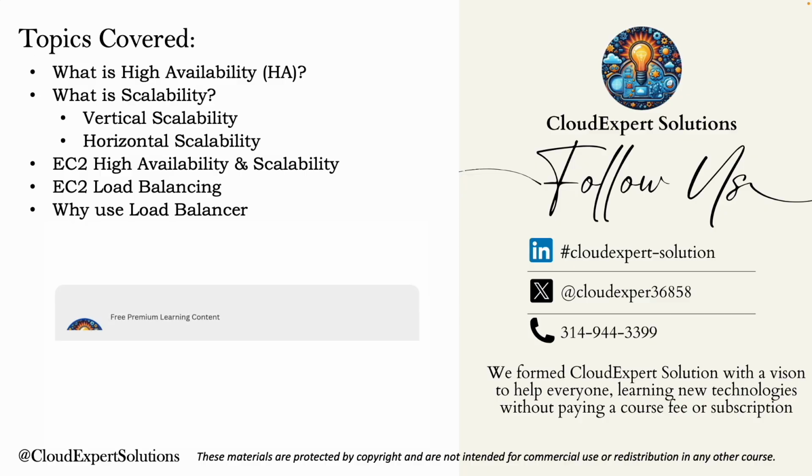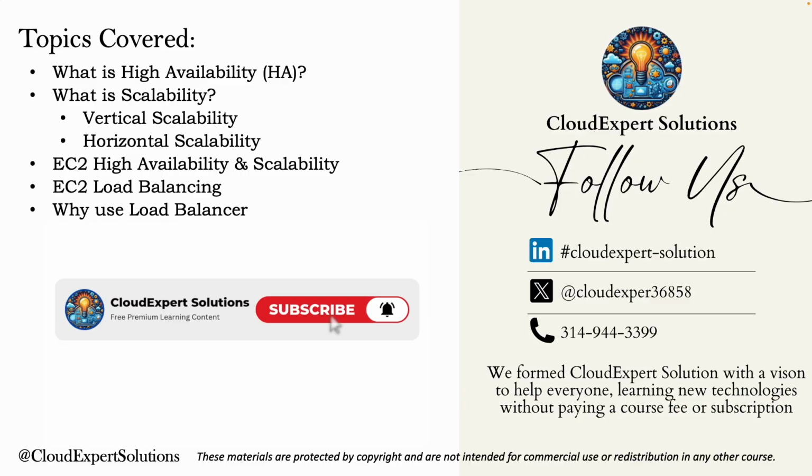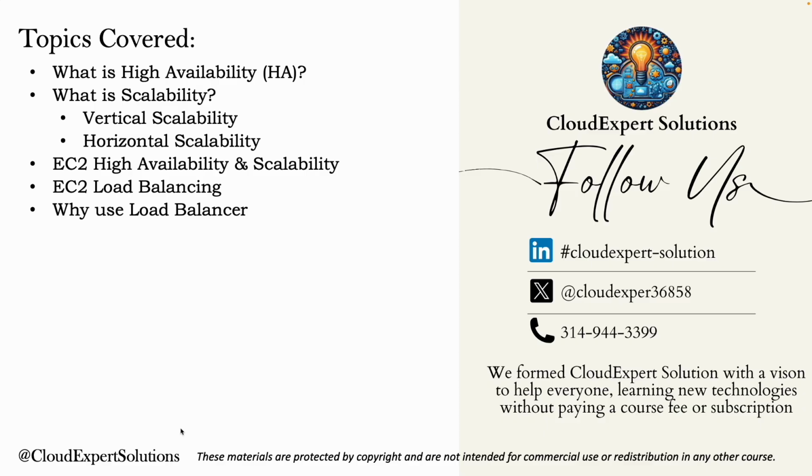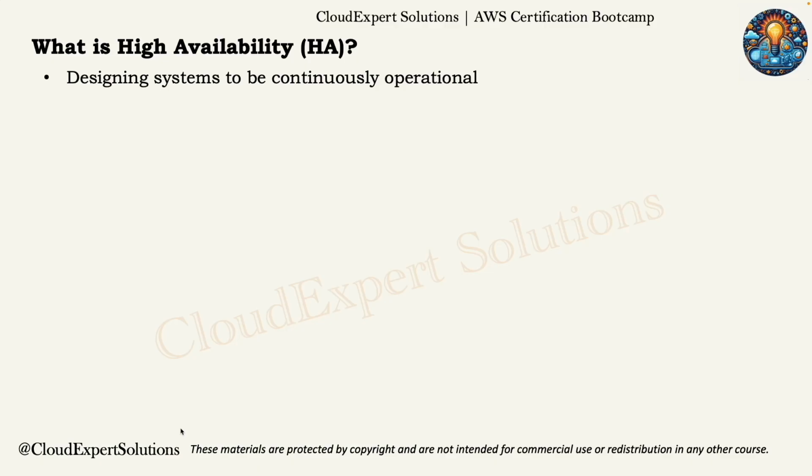In this video, we'll focus on two crucial concepts in cloud architecture: high availability and scalability. These are foundational principles for building reliable and resilient systems in AWS. We'll also understand how EC2 supports this through scaling techniques and load balancers. We'll start with what is high availability.